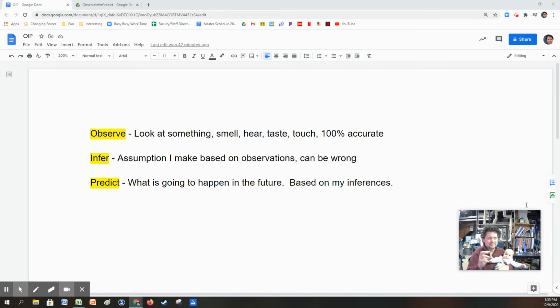That's the main notion between observe, infer, and predict, is that a lot of the time, or at least some of the time, we make assumptions that are wrong. And so the purpose of the exercise that we did today, I call it an OIP, or an observe, infer, and predict, is to break down those assumptions and find out why I'm making the assumptions I'm making.